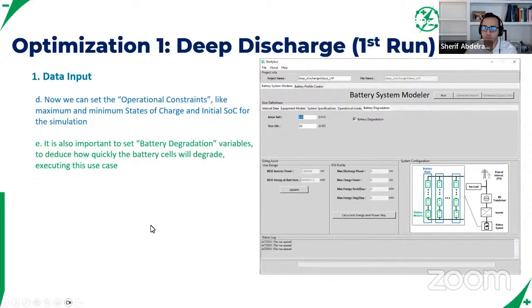And then here, set your assumptions on battery degradation. We're assuming we're starting off with new batteries, represented by the 100% state of health here. And as we mentioned in the project performance section, we're assuming a 20-year project life.